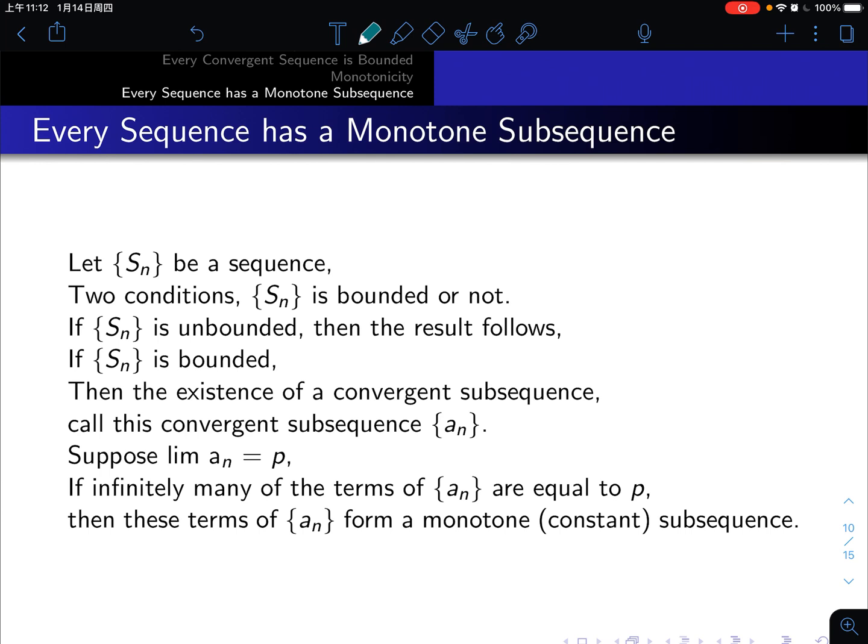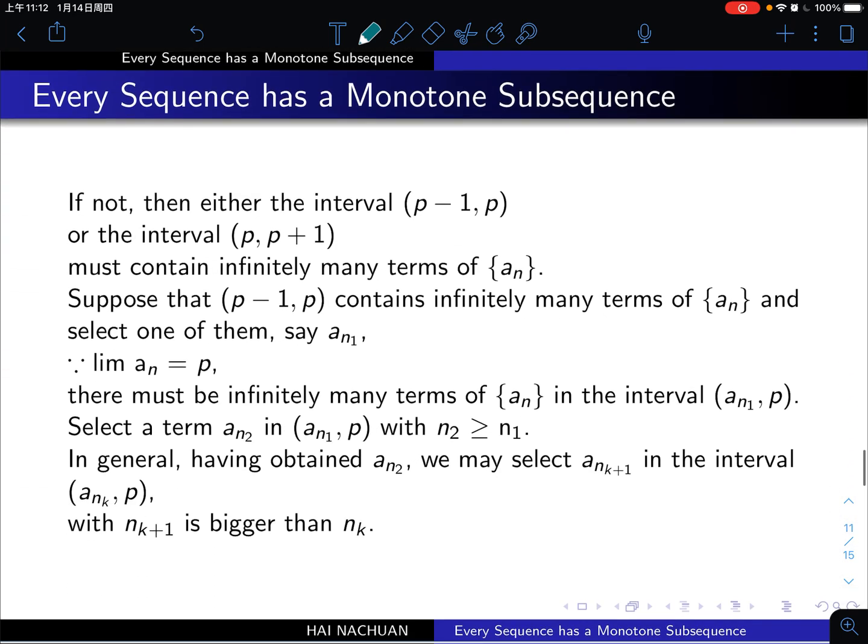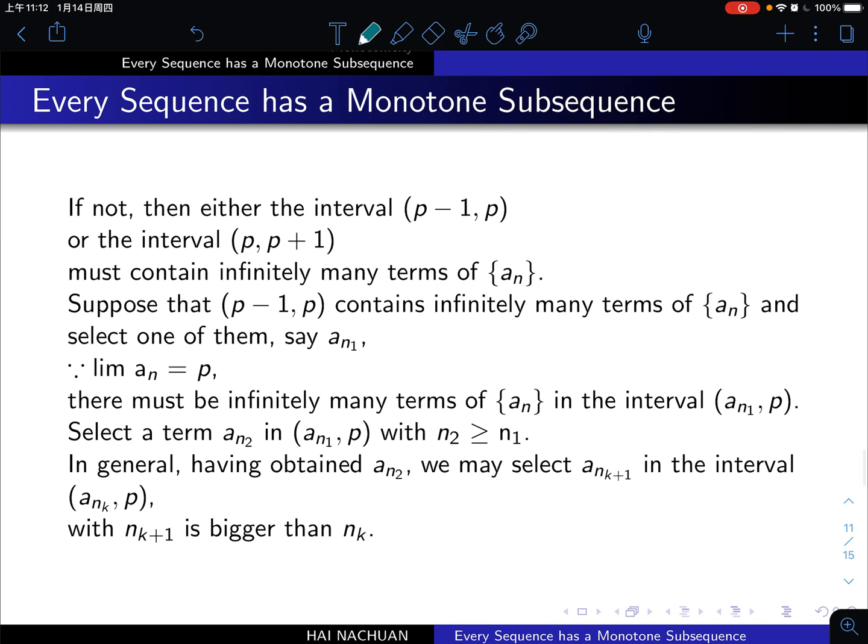Let Sn be a sequence, and we have two conditions: it is bounded or unbounded. If it is bounded, then we can have a convergent subsequence An, and these terms of An can form a monotone subsequence. Here we go. So now we have two intervals. We choose these two intervals, and one of them must contain infinitely many terms of An.